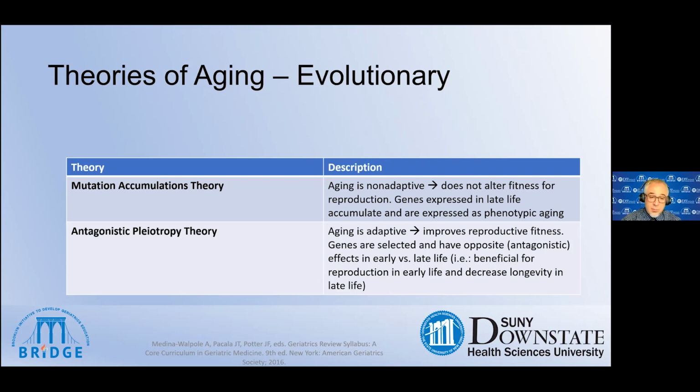Versus the antagonistic pleiotropy theory that posits that aging is adaptive. It improves reproductive fitness, but the selected genes have antagonistic effects in early versus late life. So they are beneficial early in life for reproduction, and may have effects on longevity and the aging phenotype as we move into our later years.